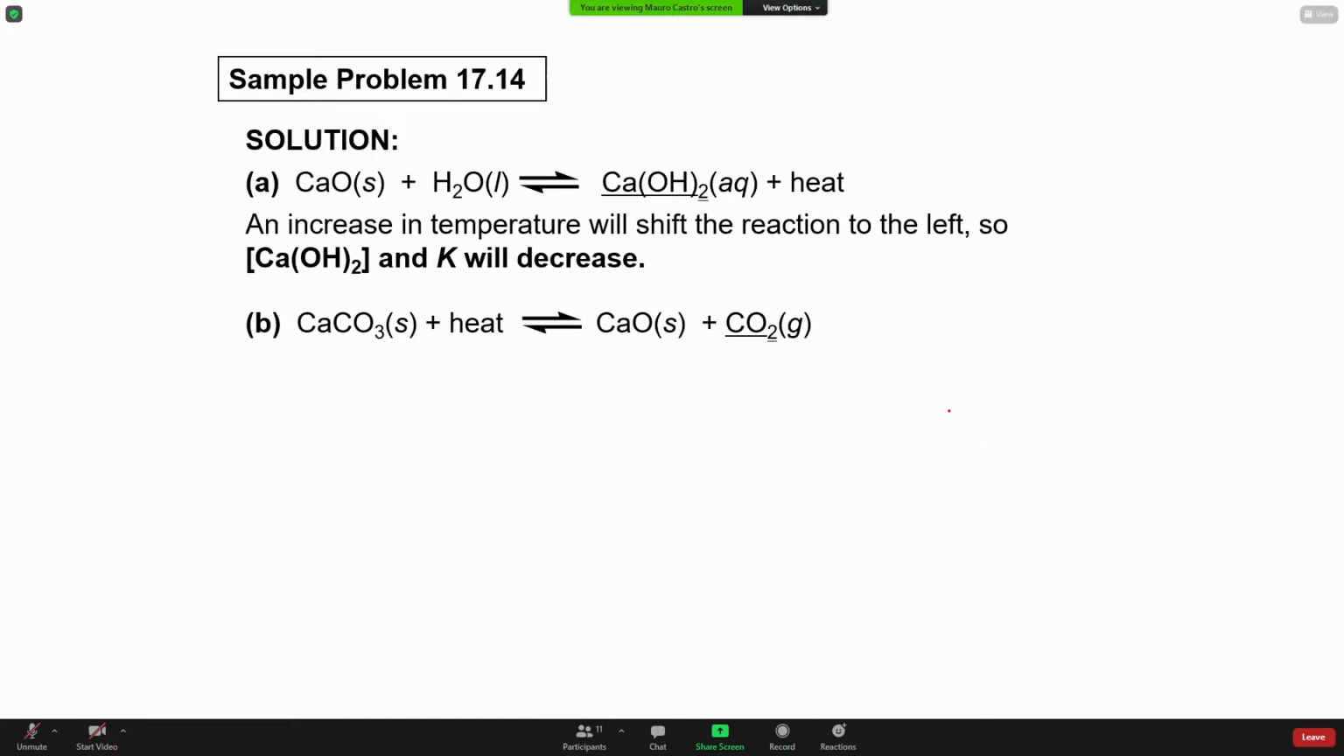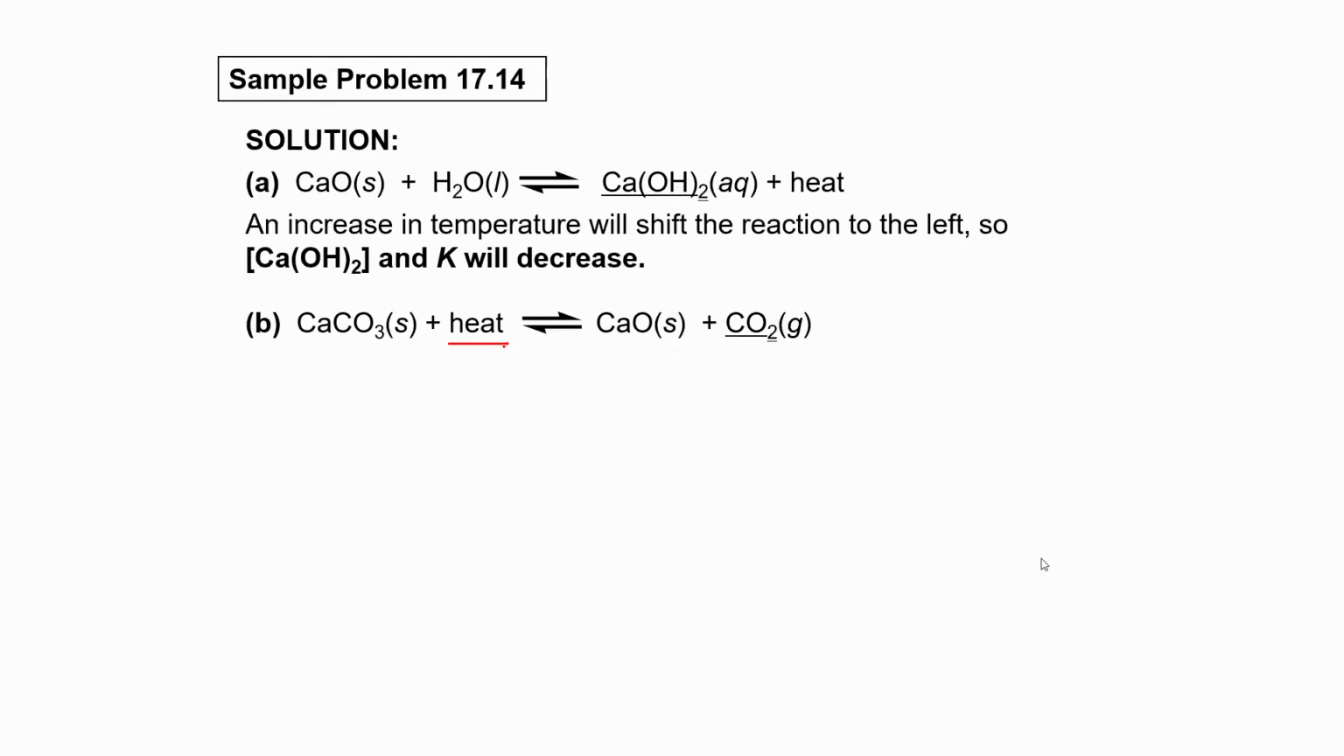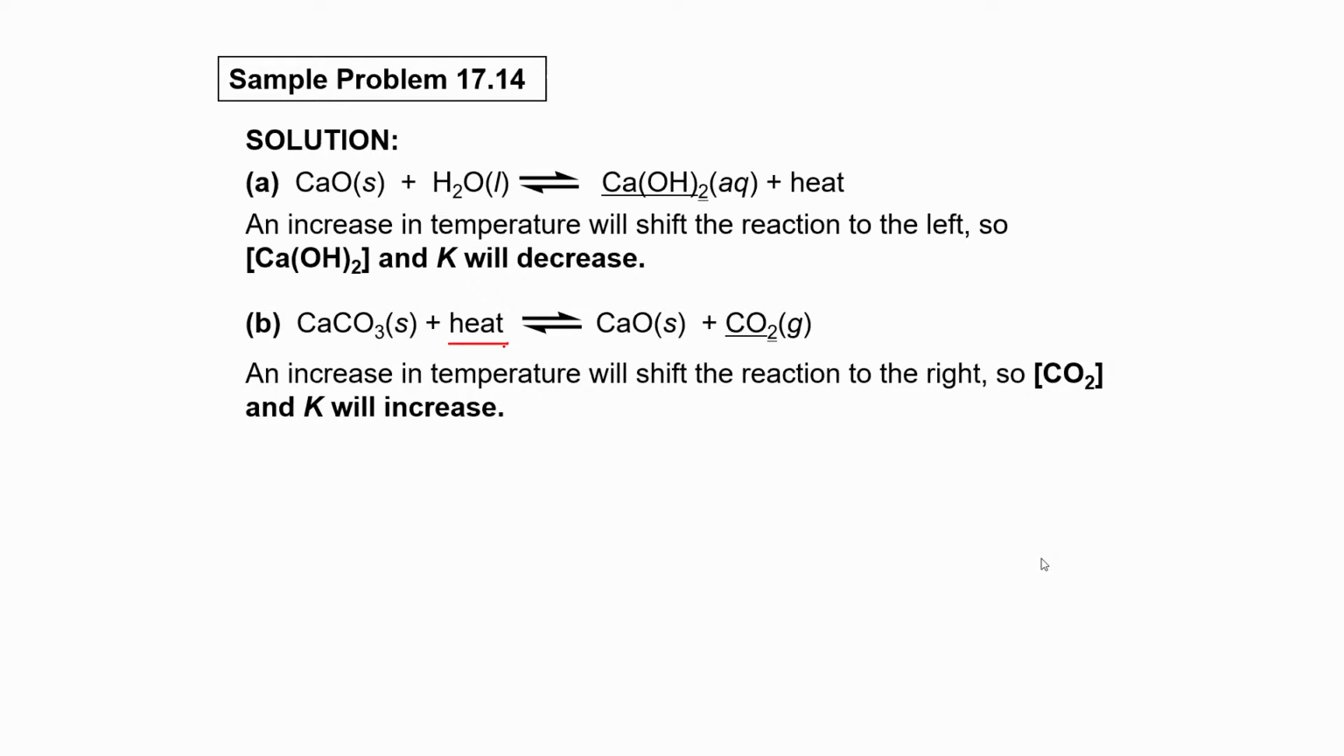For the next one, the calcium, see where the heat is now? The heat is going to be on the left side. Calcium carbonate sitting there in a flask does nothing until you heat it up, right? It's not going to do anything at room temperature. When you heat it up, then it's going to break down into that. So an increase in temperature will shift the reaction to the right. So CO2 increases, so we're going to increase the gas. And of course, the K value is going to be greater because now the top number is bigger than the bottom number. So yes, K is a bigger number.